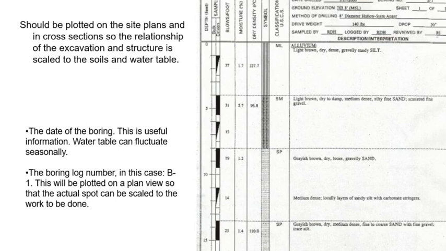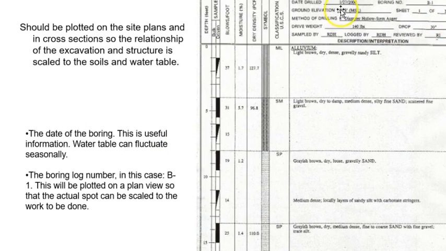Now let's take a closer look at a boring log. It points out here that the boring log should be plotted on a site plan and looked at in cross-section so that the relationship of the excavation and structure yet to be designed is scaled to the soils and the water table that exist at the site. So the next few slides we're just going to continue to look at this image and discuss the parts of it. So first we point out that the date is of course provided. Up here at the top we have the date. It points out that the water table could fluctuate seasonally, so that's important to know when it actually did occur.